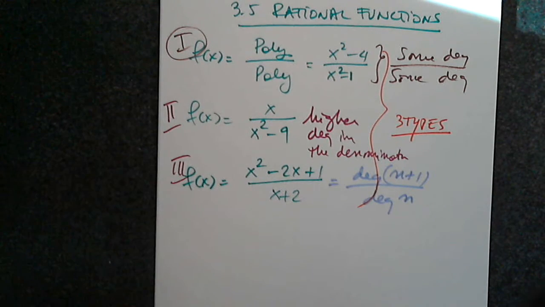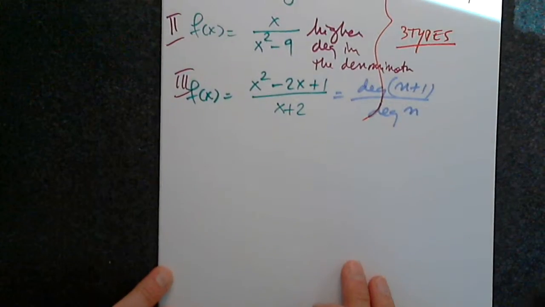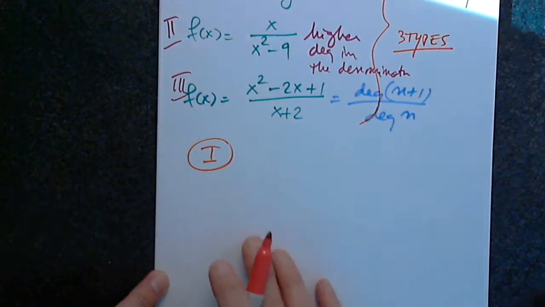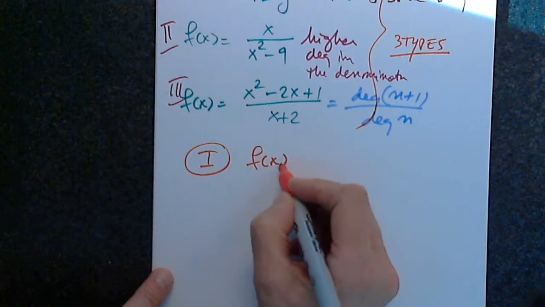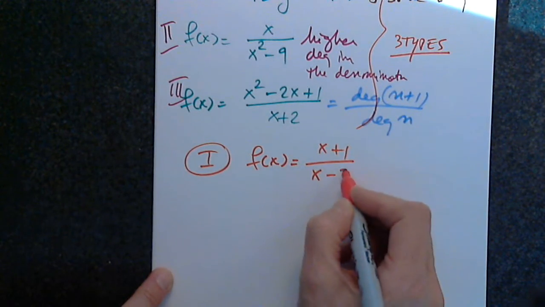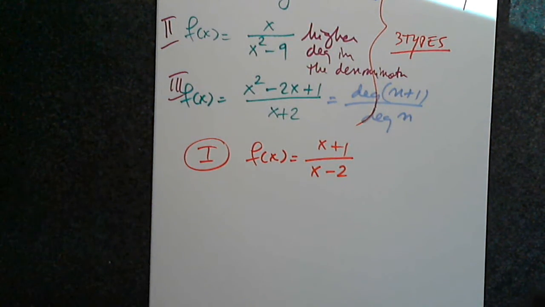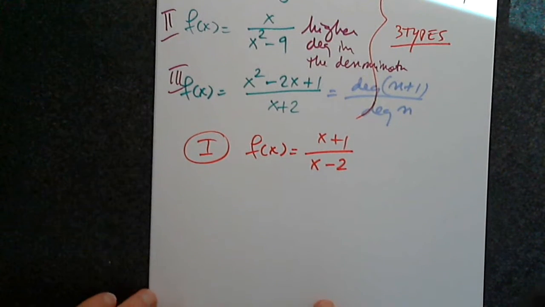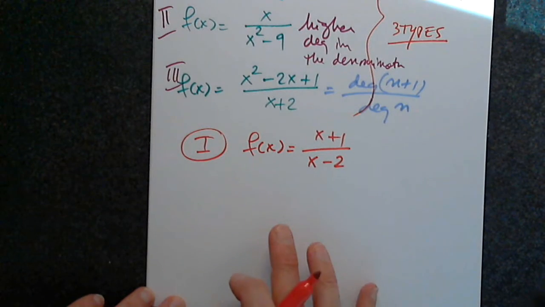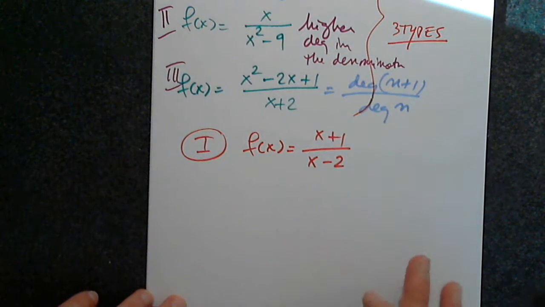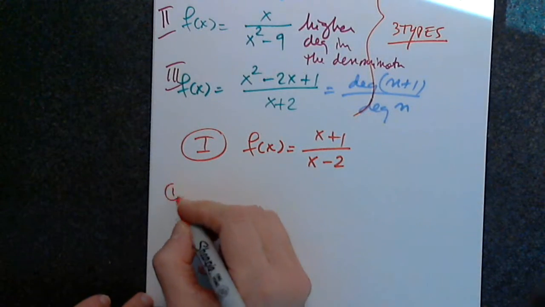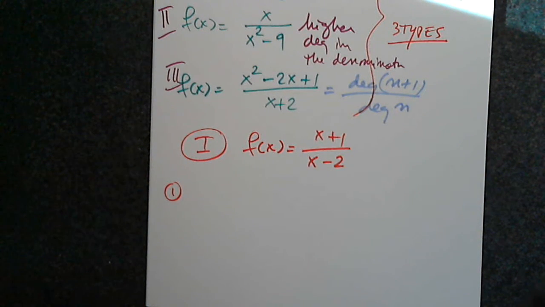So let's start with the first one. So the first example, type 1. Let's choose, let's say, f of x equals x plus 1 divided by x minus 2. There is a long list of items that we have to go through, and I will list them on the test. You will not miss anything. Step number 1, what do you think it is? Like always.